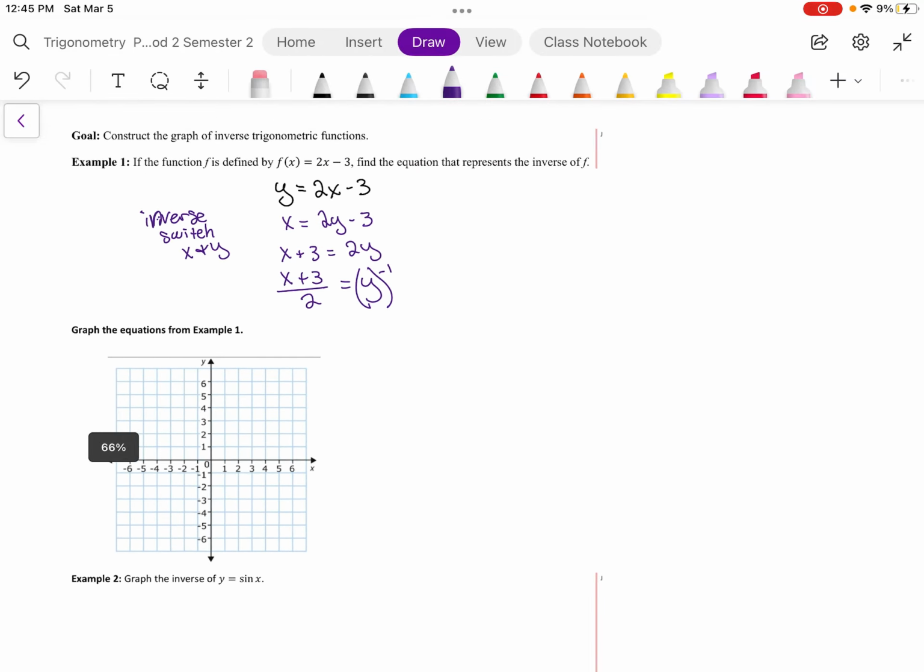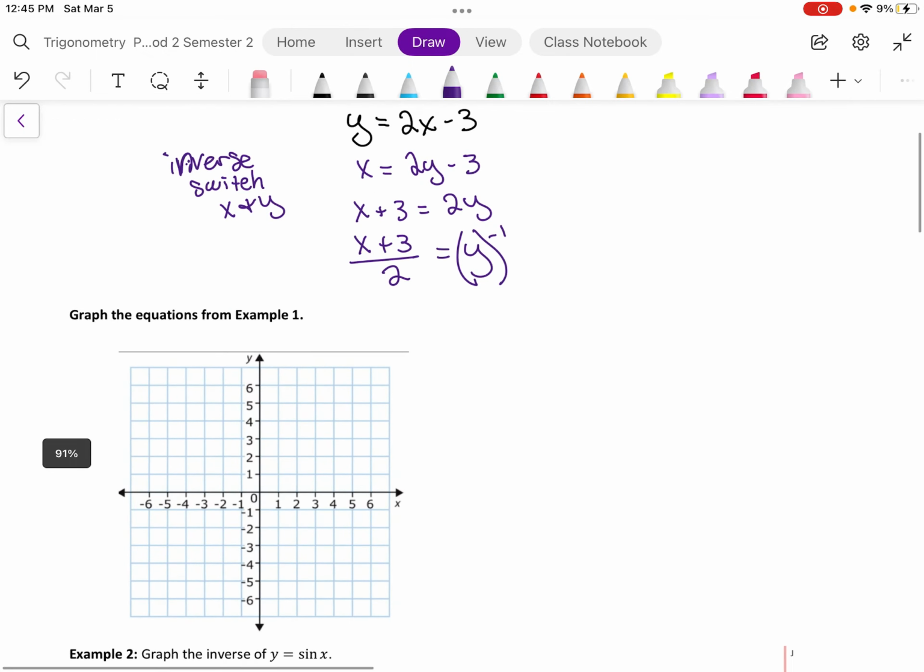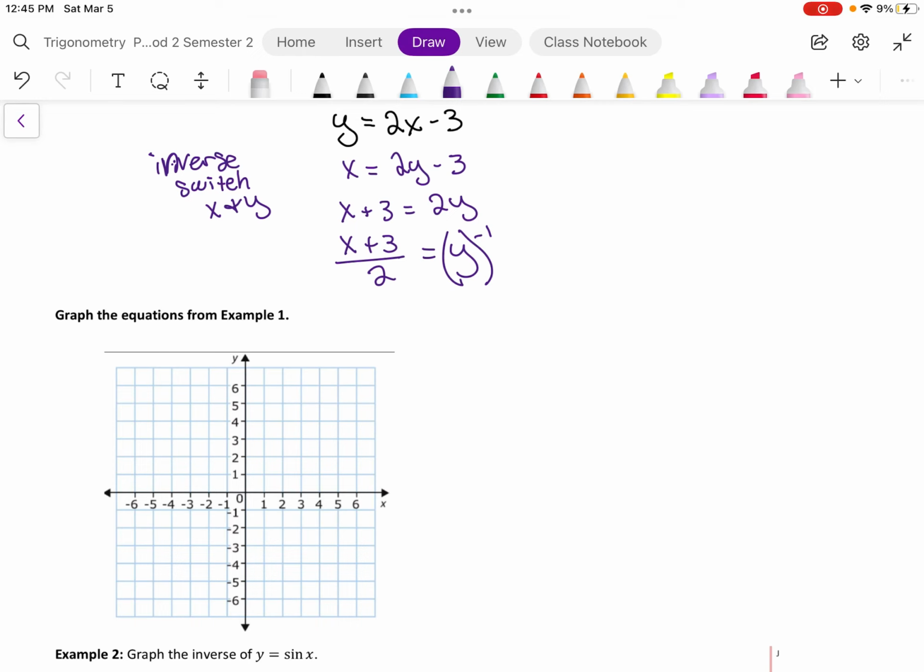So for the second part of example 1, we are going to graph both of these equations. Our first equation is 2x minus 3, which means it starts at -3 and has a slope of 2, where it goes up 2 over to the right 1, or down 2 to the left 1. And that would be our original equation of f of x.